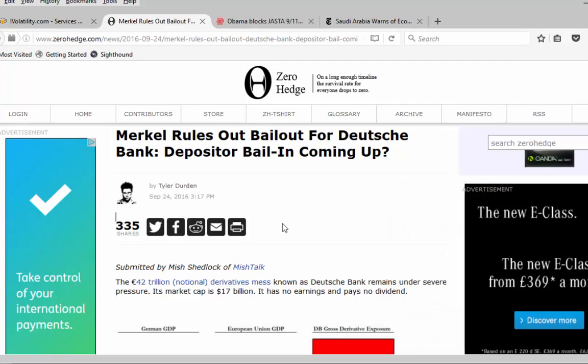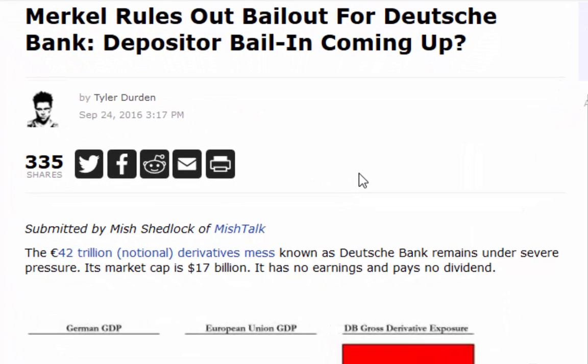And the second, coming back to more economic things here, is that Merkel has ruled out a bailout for Deutsche Bank. Depositors bail-in incoming. I've warned about this for a long time, and I'm just in the process of putting together the final parts of the whole story of the financial system from Bretton Woods all the way through to the current day and what's likely to happen going forward as well. That should be available at least by Tuesday, if not earlier, and I'll give you the heads up on that.